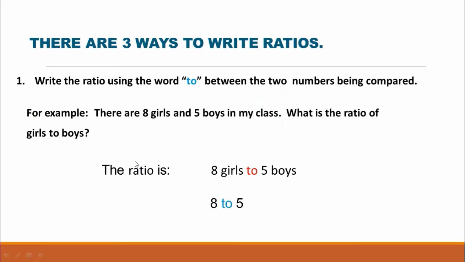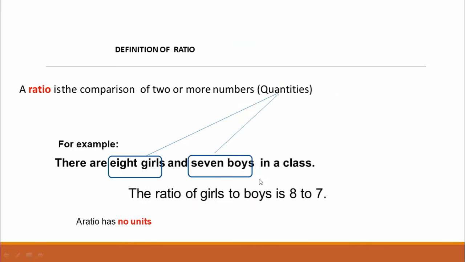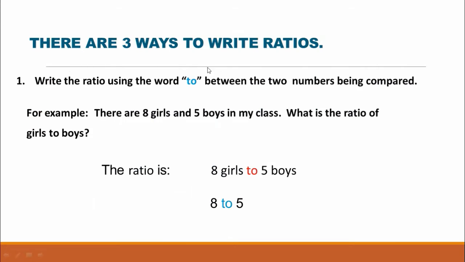Now, since I have told you in the previous slide that there are no units for ratios, I want to tell you that there are three ways to write ratios. Number one, write the ratio using the word "to" between the two numbers being compared. This word "to" represents the ratio between the two quantities.